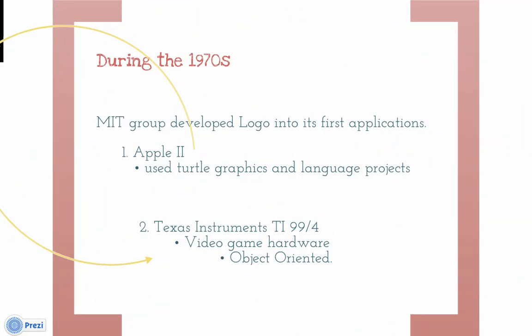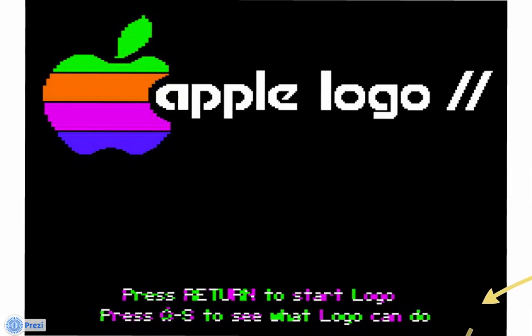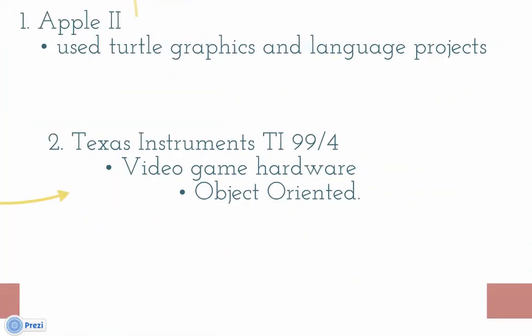In the 1970s, the development of the Logo turtle led to the establishment of two very well-known machines, Apple II and Texas Instruments. Although these machines share a lot of similarities in the version of the codes, Apple used turtle graphics and language projects, whereas the Texas Instruments video game hardware was more object-oriented.